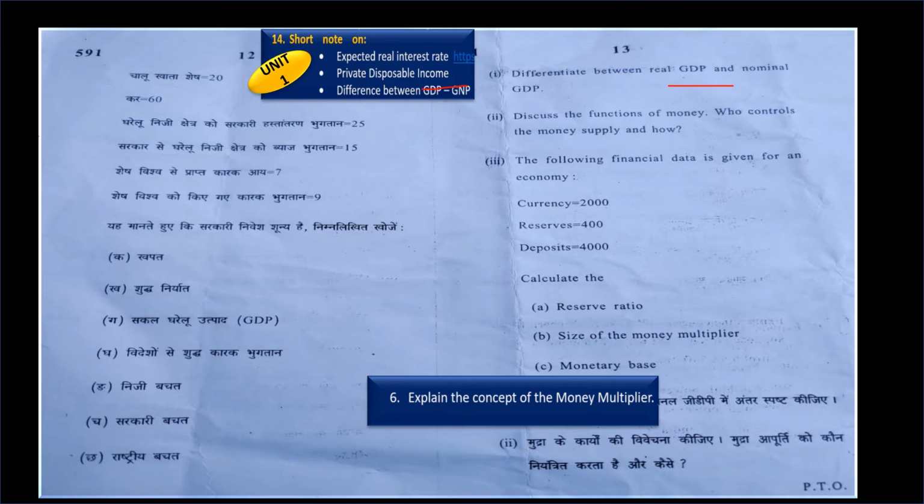Next is the numerical question. Given currency, reserve, and deposit, calculate the reserve ratio, the size of the money multiplier, and the monetary base. This came from question number 6, unit 2: explain the concept of money multiplier. I have explained this concept in my video. If you have seen it, I have discussed the numerical also, the formula for finding the money multiplier, monetary base, and reserve money.